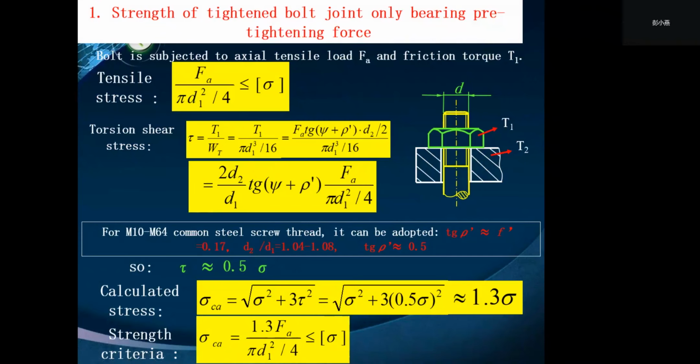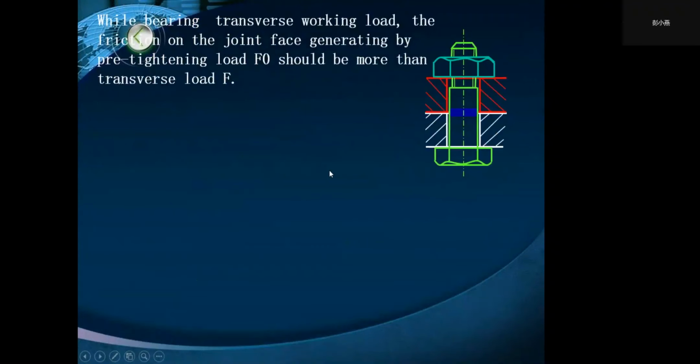Okay. We use this formula to calculate sigma CA. This is for the bolt that carries preload only.